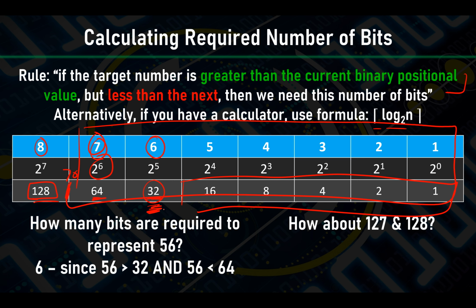So here this is 32. But if we sum 16 plus 8 plus 4 plus 2 plus 1, that's going to equal 1 less, or 31. Likewise, if we take 8, all of the numbers to the right of 8 are going to be 1 less than 8, or just 7.